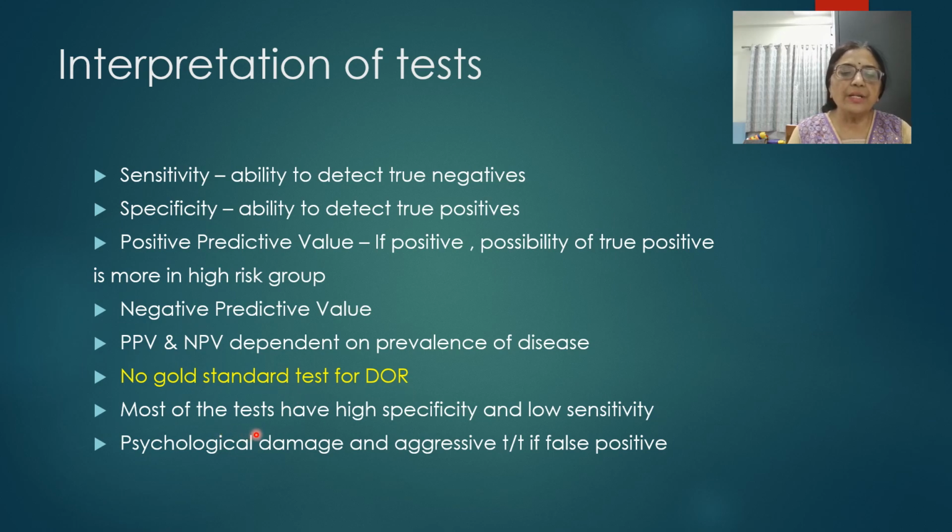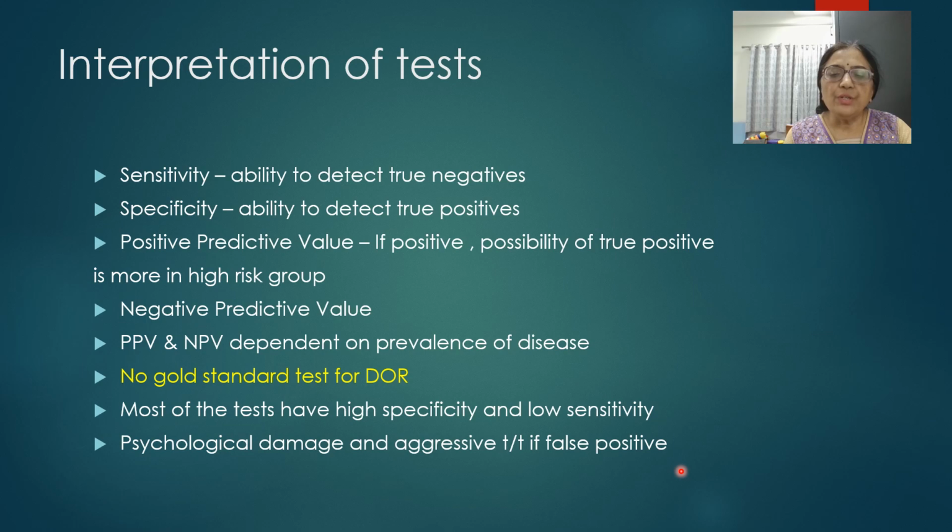Most of the tests that are available have high specificity and low sensitivity. In simpler language, it means that if the test shows an abnormal result, the possibility of having a poor response to gonadotropin stimulation is more. But if the test result is normal, that doesn't mean that the patient will always have a good response to gonadotropin stimulation. I hope you understand this difference between specificity and sensitivity.